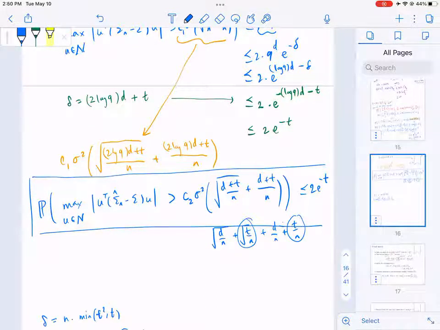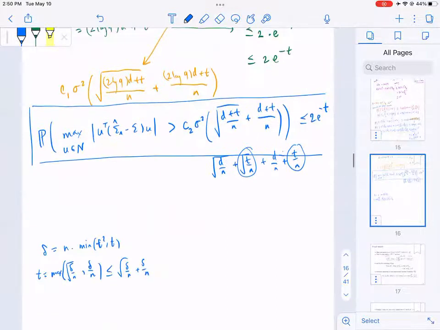So you can see I can, for example, take t to be d, and this is the order. So you get like root d plus d, which is another constant. So this is saying basically that the conclusion is sigma hat minus sigma in operator norm, up to a constant, is sigma squared times root d over n plus d over n, with probability bigger than 1 minus 2e to the minus d, something like that, or whatever constant you want here.